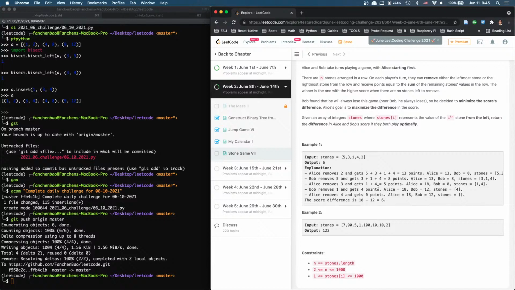So 5, 3, 1, 4, 2. Let's say Alice goes first. Alice starts first. The best strategy is, well, we take the smaller, right? So first round, Alice gets 13, yeah? Bob gets 0. And Bob, why do you remove 5? Well, he removes 5 because he doesn't want Alice to get 5.